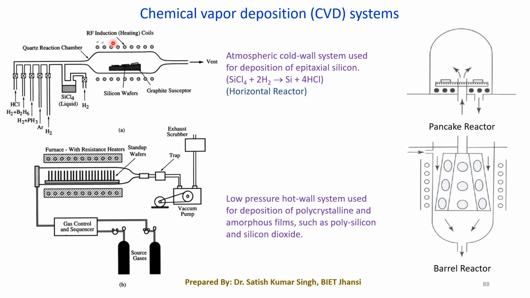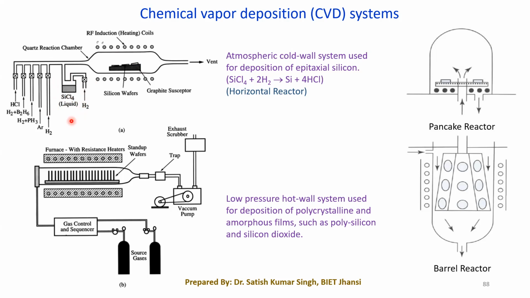The entire chamber wall is not going to be heated with RF induction heating. Let us say we want to grow a silicon layer onto these wafers. Then we have to think about which source we are going to use. The source can be in gaseous form, if it is available. If not, we can take liquid sources. For example, SiCl4, silicon tetrachloride, is available in liquid form, so we can take the liquid source.